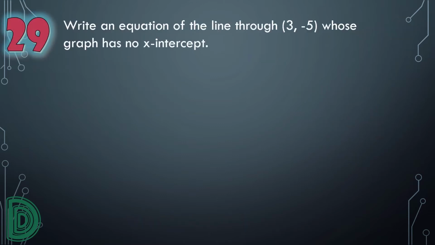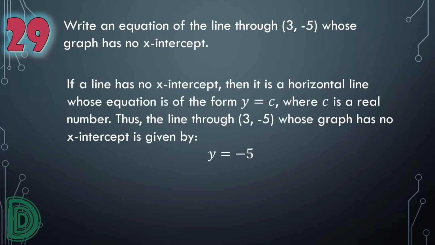Next, number 29. Write an equation of the line through (3, -5), and whose graph has no x-intercept. If a line has no x-intercept, then it is a horizontal line whose equation is of the form y equals c, where c is a real number. Thus, the line through (3, -5), whose graph has no x-intercept, is given by y is equal to -5.